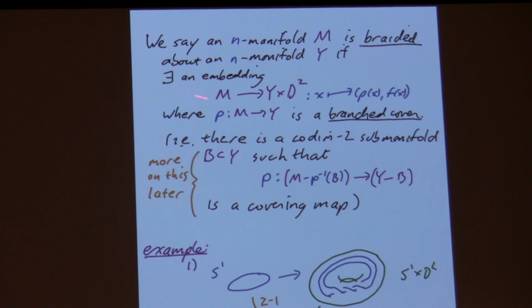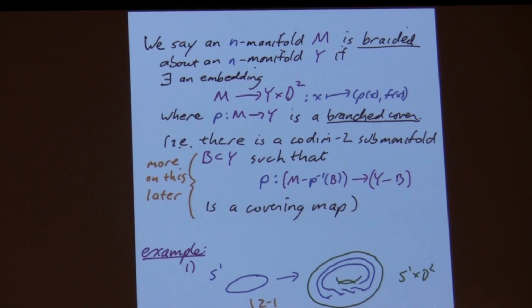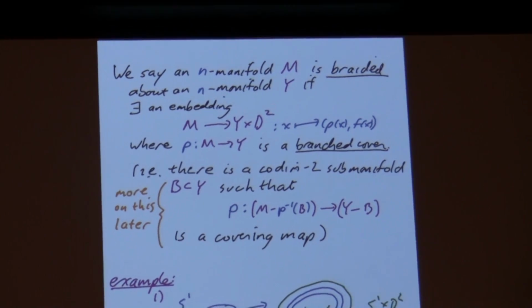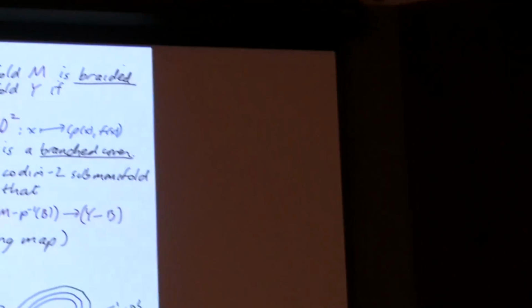And you could ask, when can you find embeddings that respect the bundle structures? I think this is a very general and very interesting question that has been studied very, very little. And this is just one very specific example of it.